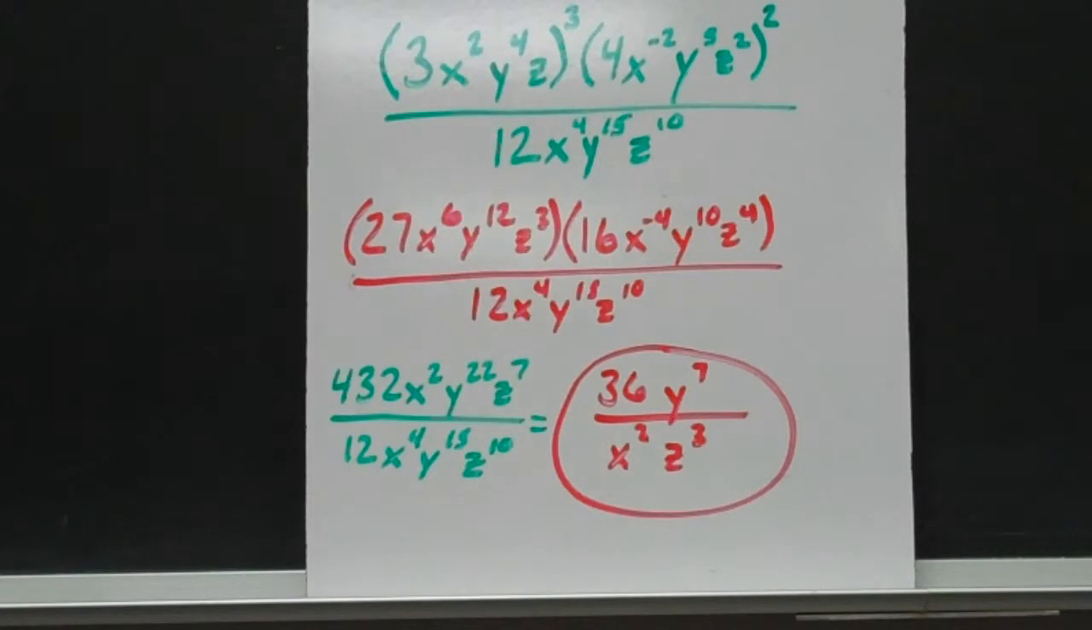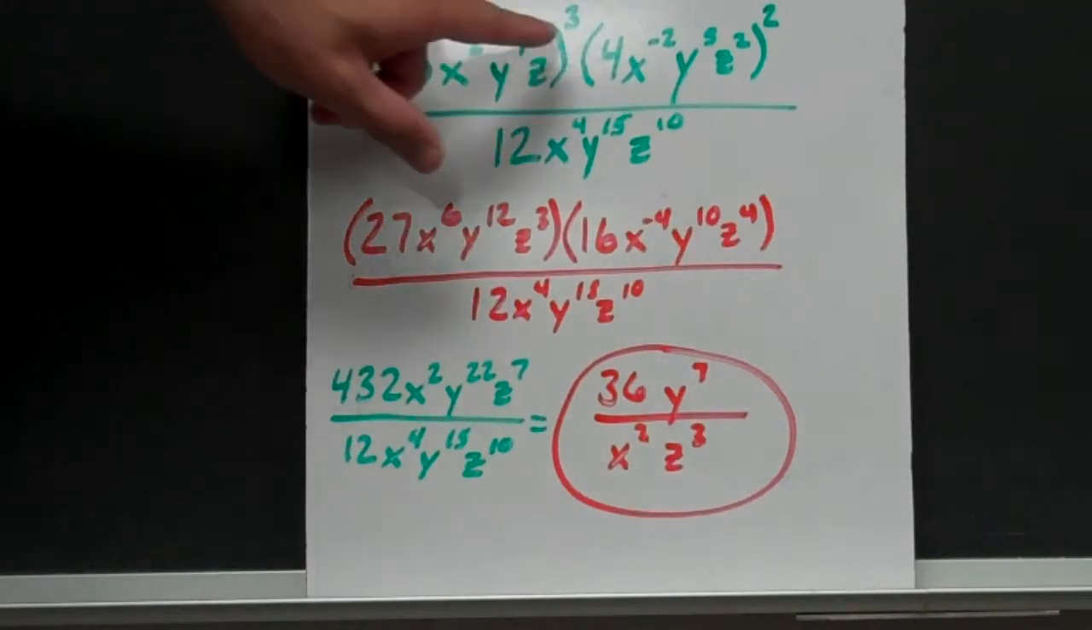So we're just going to look at one problem here that incorporates most or all of these rules, these laws. We're going to start out with 3x squared y to the 4th z, all to the 3rd power, times 4x to the negative 2nd, y to the 5th, z to the 2nd, all of that to the 2nd power. All of that divided by 12x to the 4th, y to the 15th, z to the 10th. And I like to start on top, in my numerator. I start with parentheses and exponents.